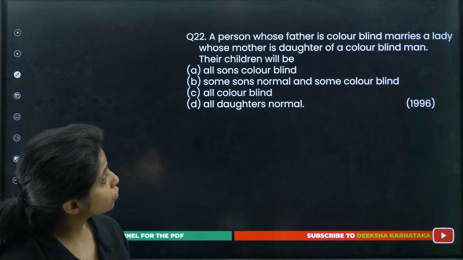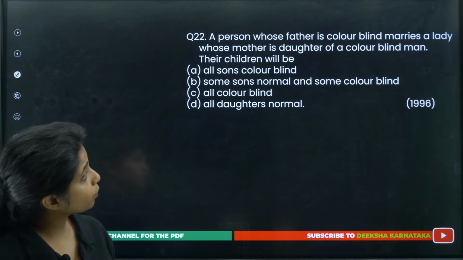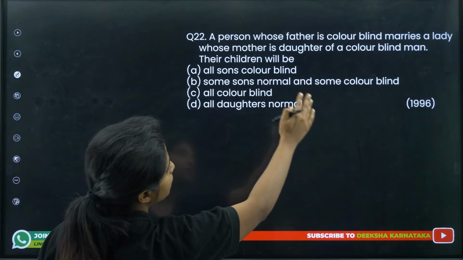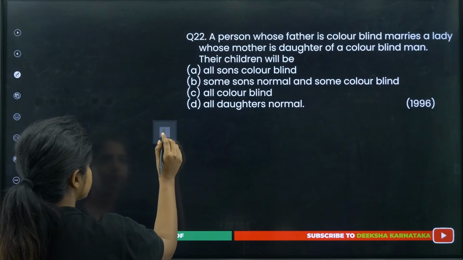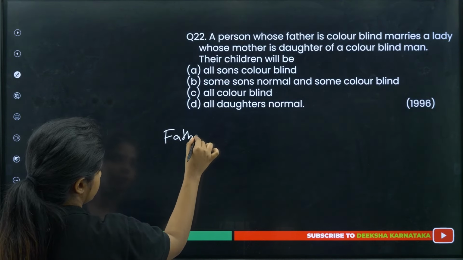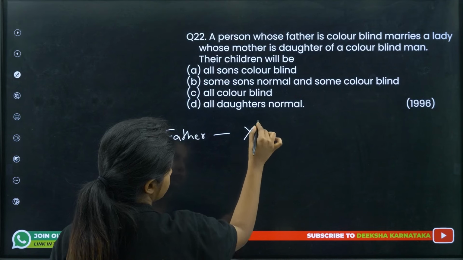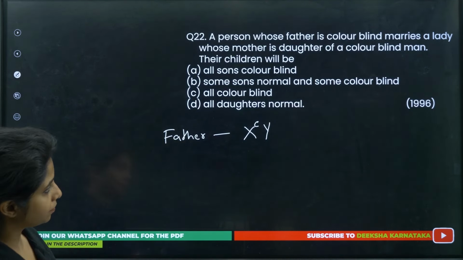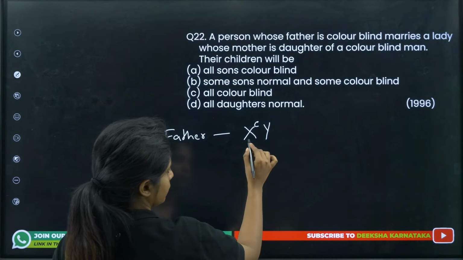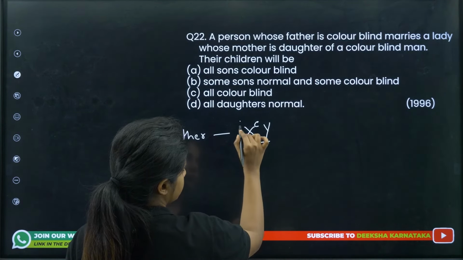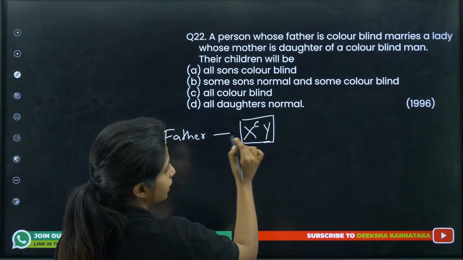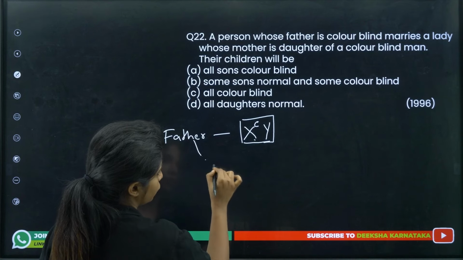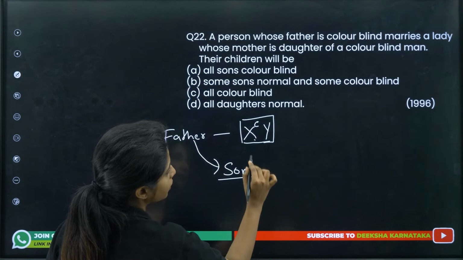Going ahead, a person whose father is colorblind marries a lady whose mother is the daughter of a colorblind man. What? Let's see. So a person whose father is colorblind, that means here it has Y. Marries a lady. Now listen to me very carefully. It's talking about the son of this father. Can the son ever receive the X^C over here?